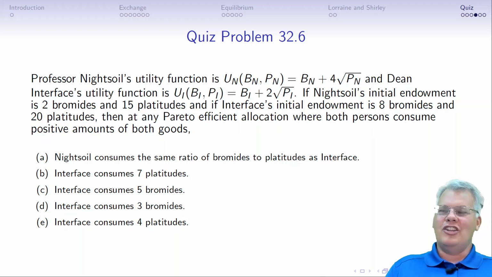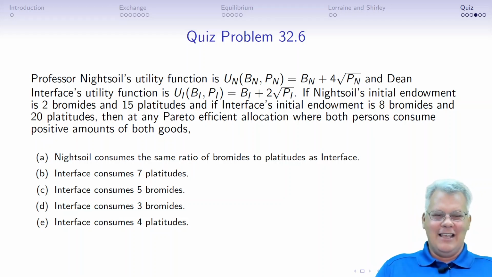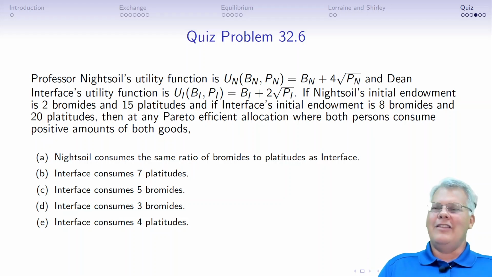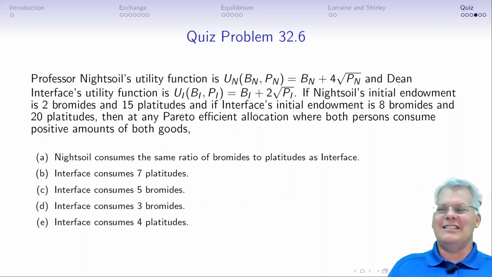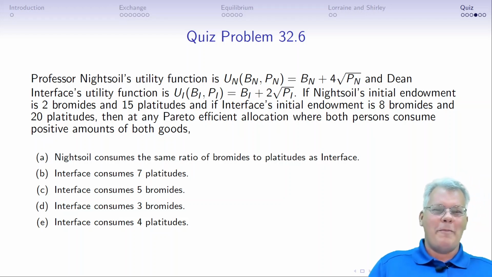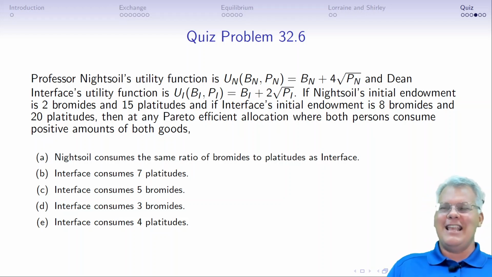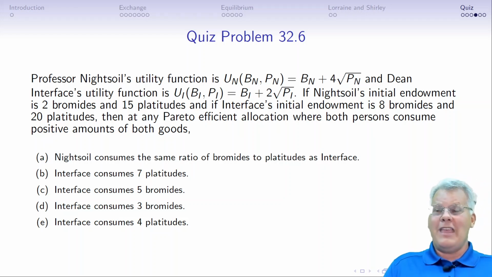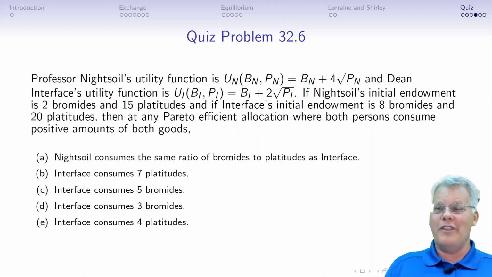A bromide and a platitude are actually synonyms. As I recall, the dictionary.com definition for both is a trite saying that is expressed in such a way that makes it seem like it is a fresh, new insight, right? But these are old sayings. So imagine sayings like, "A stitch in time saves 9," or "A penny saved is a penny earned." So you can imagine Professor Night Soil and Dean Interface. Of course, they want to have clever things to say to impress people and show how smart they are, but they lack creativity. They can't make any more bromides or platitudes, so they're reduced to trading with each other for them. So this problem is just a work of art.